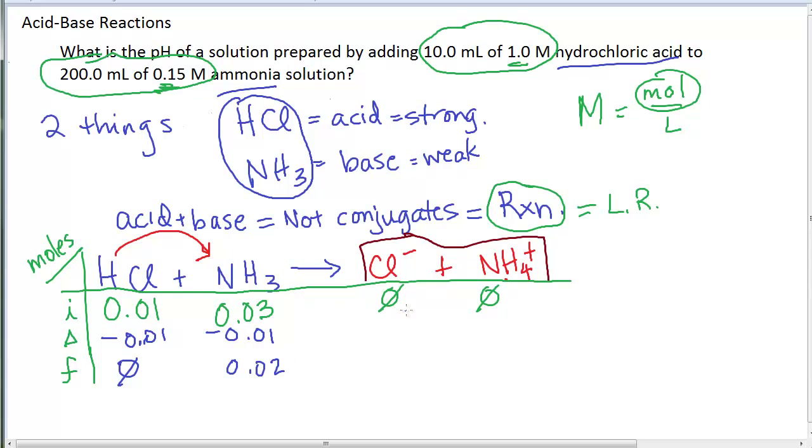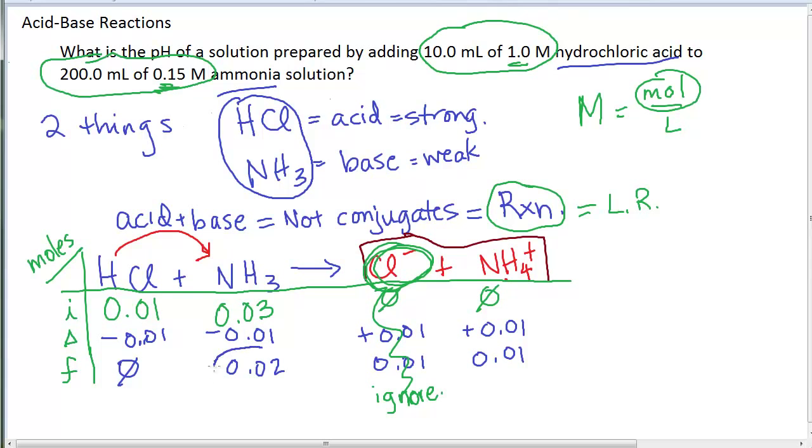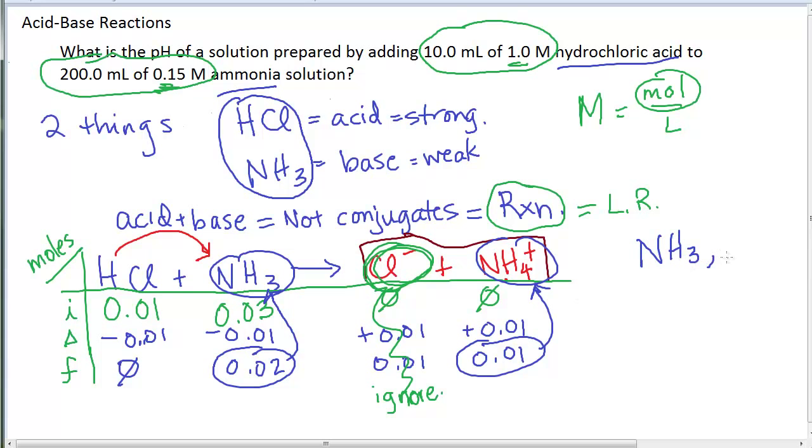I can't stop there. I have to think about the products, and the products are forming, and because of the stoichiometry I get 0.01 moles of each of these. But recall that the ion Cl minus is neutral, so actually I can ignore the Cl minus. So at the end of this limiting reagent problem, I have 0.02 moles of ammonia and 0.01 moles of the ammonium ion. I have 2 things left in my beaker when this reaction is done. They are ammonia and the ammonium ion. These are the only 2 things I have to keep track of.